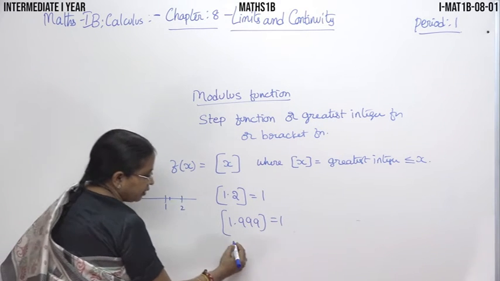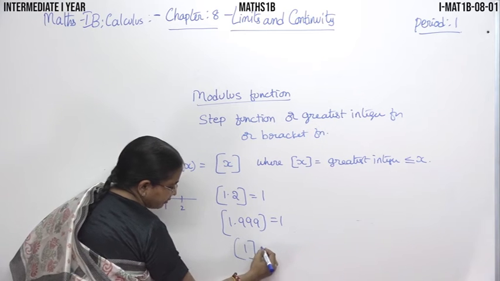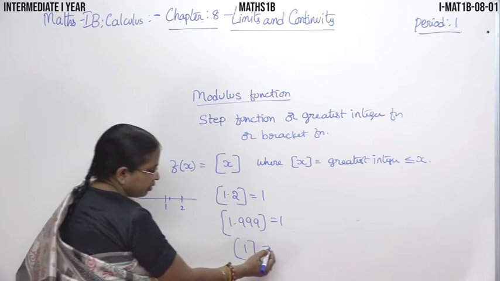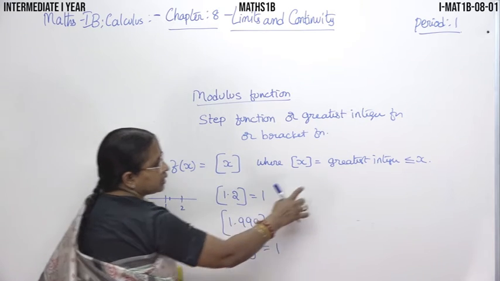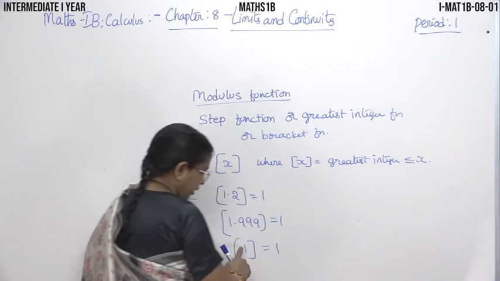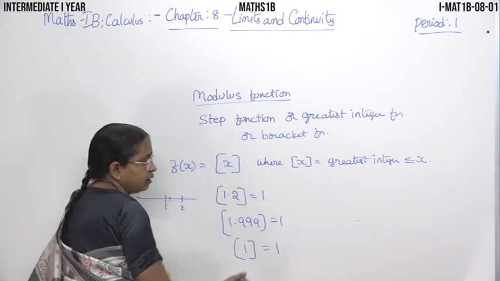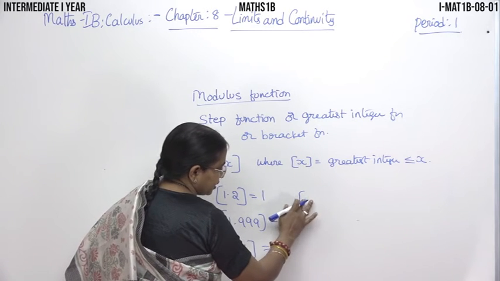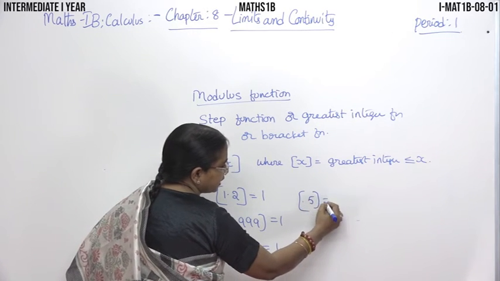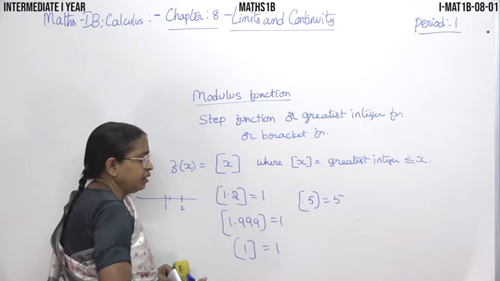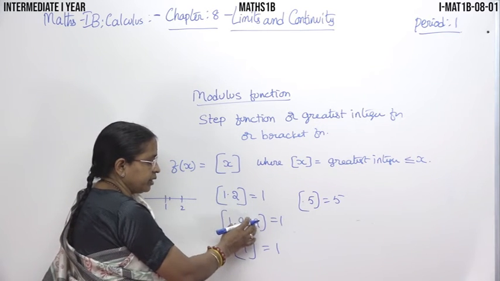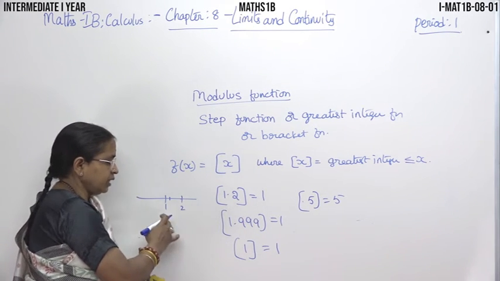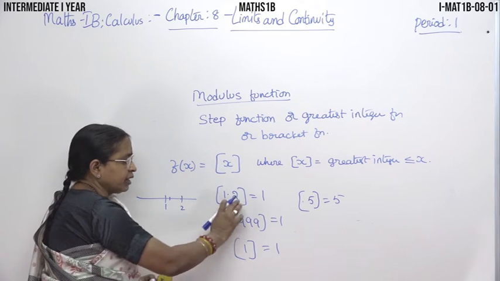Now what is the bracket value of 1? That is 1 only, because the greatest integer less than or equal to x is x. So in general, when it is any integer, bracket x is that integer only. When it is a fraction number like this, then you should think what is the greatest integer less than that number, and then you will write that value.